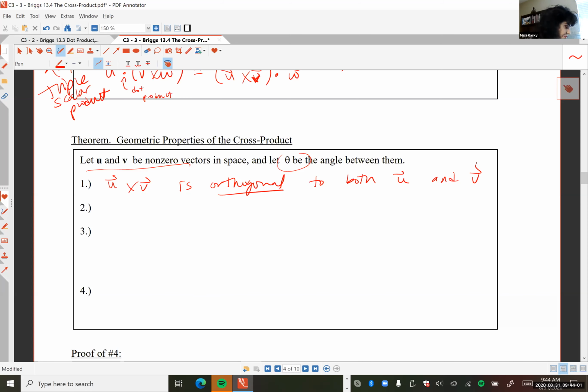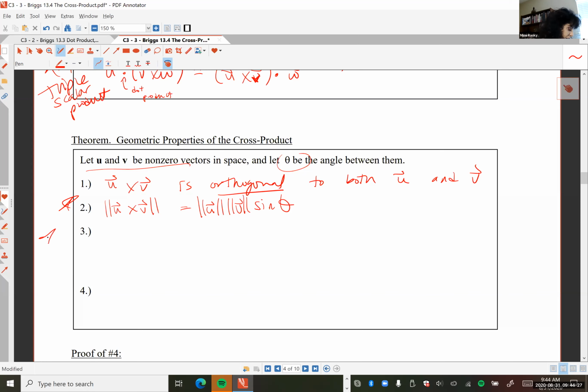Number 2, this one's kind of cool. If you take the magnitude of your cross product, it's the same as the product of the magnitudes times sine theta. Cool. That one's a nice one. I'd memorize that one because you're going to have it on quizzes and exams. Like, I'm not trying to kid you or anything.